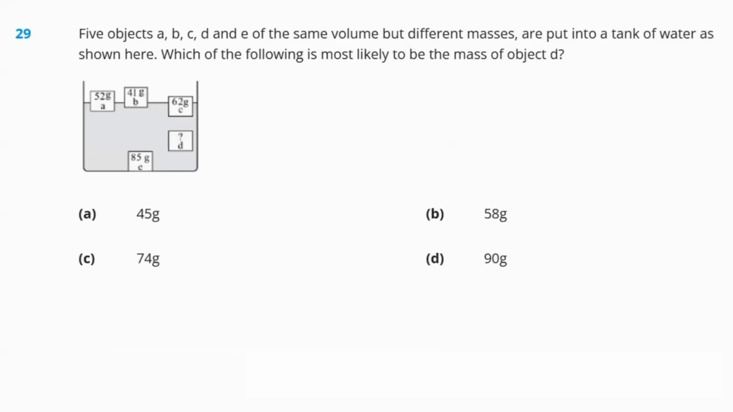Okay, coming to question number 29, very, very easy and simple one. 5 objects A, B, C, D, E of the same volume but different masses. What do we mean by that? The amount of matter which makes them is called the mass. So they can be of the same volumes. They would be occupying the same space, but their masses are different. Are put into a tank of water as shown here, which of the following is most likely to be the mass of the object D over here? So straight away it would be in between 62 to 85 and then it would be 74.